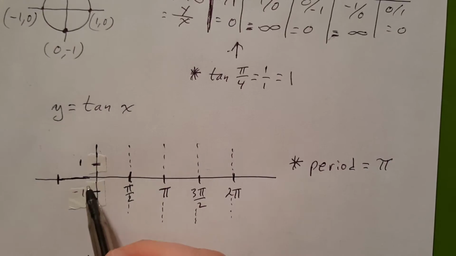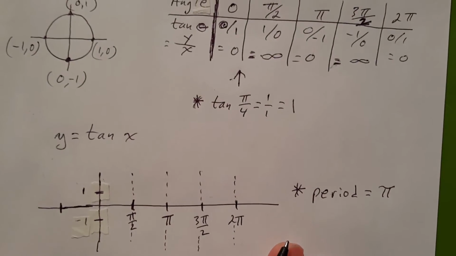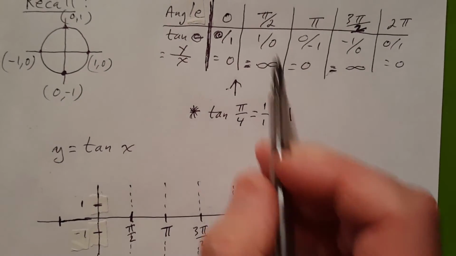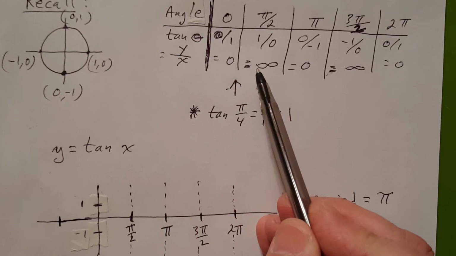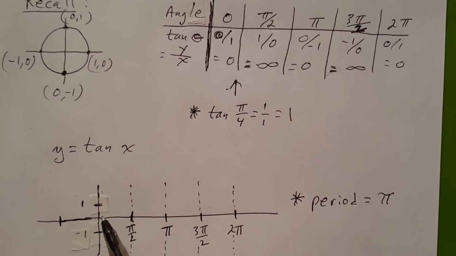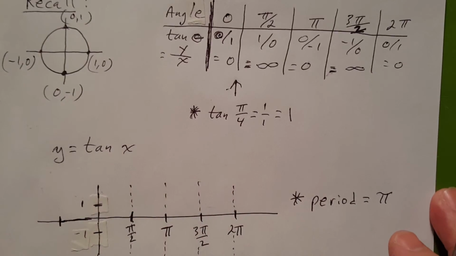So if we know that tangent of 0 is 0, we know we're going to start here. But then if you look at the next one, tangent of pi over 2, that's this, is infinity. So we're going to start here and then go towards pi over 2, but we never get to a number. We don't go to like 1 or 2 or 3 or 4 or 5 or 6. We go to infinity. So it's going to look like this. Just like that. Okay?